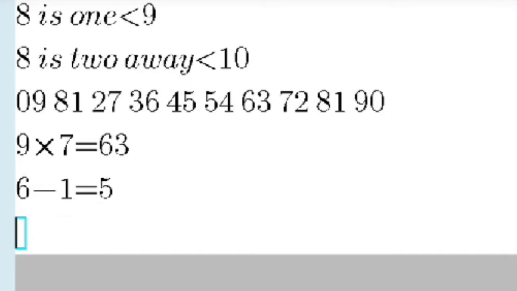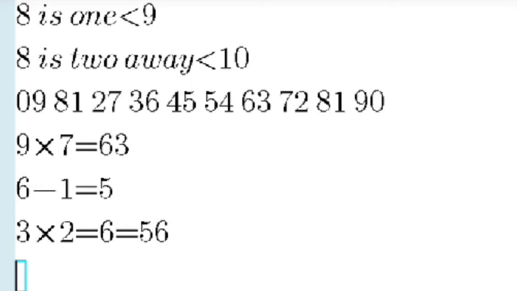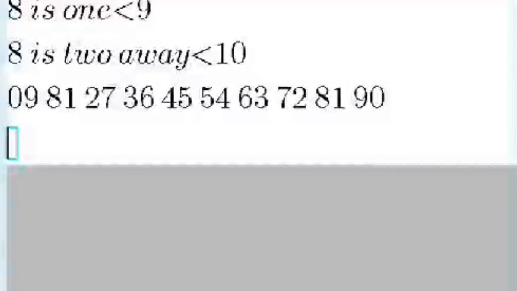Second rule is 8 is 2 away from 10. So now we times 2 to the right hand side, which is 3. Now we have 3 times 2, which is equal to 6. Now we have the result to be 5 and 6, which is 56. Therefore we can say that 8 times 7 is equal to 56. Now let's take another example of the 8 times table system.